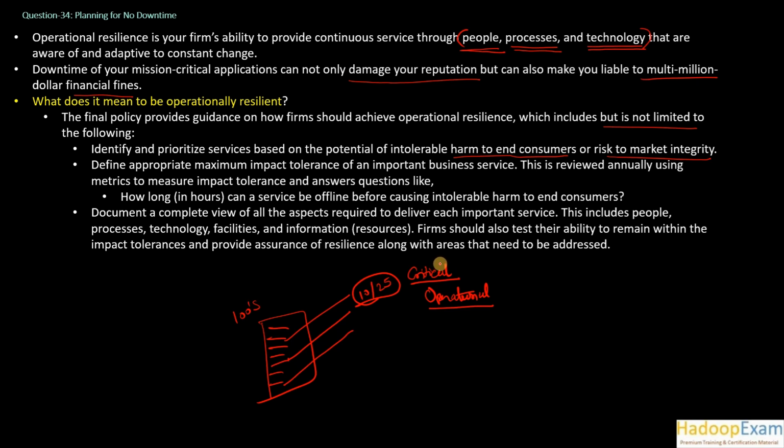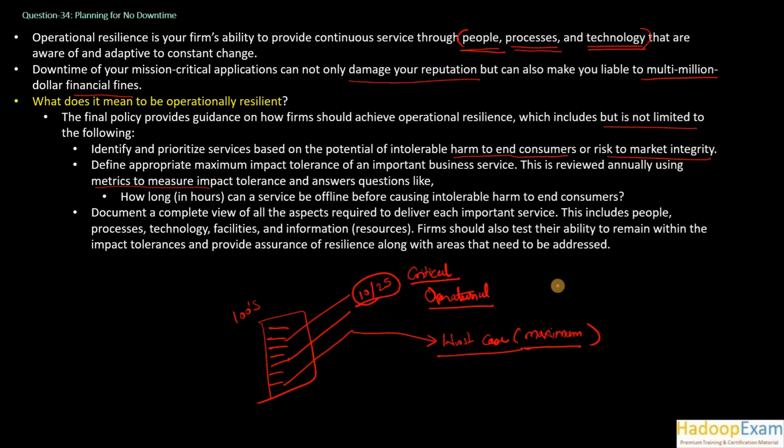Define appropriate maximum impact tolerance for important business services. If you're providing any service, you need to consider the worst-case scenario. What can happen in the worst-case scenario? What is the maximum possible impact if that service is down? That is what you need to understand. This should be reviewed annually, and regularly reviewed using metrics to measure the impact tolerance and answer questions like these. You need to document it and create a matrix for that.